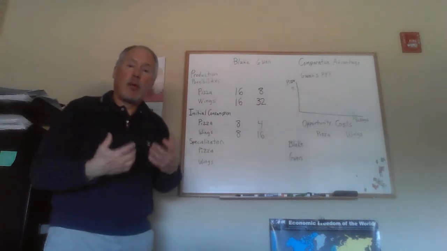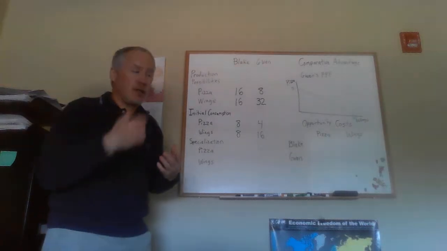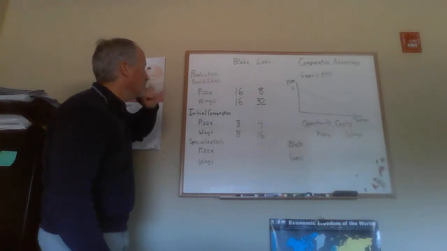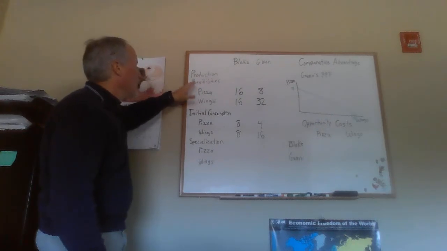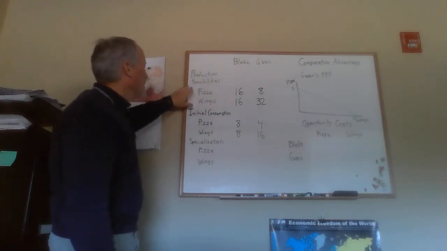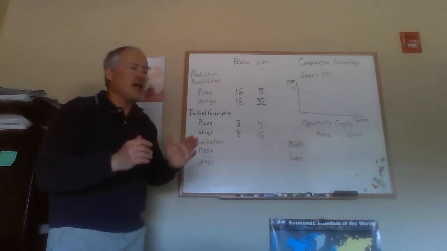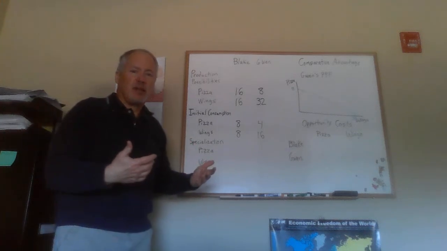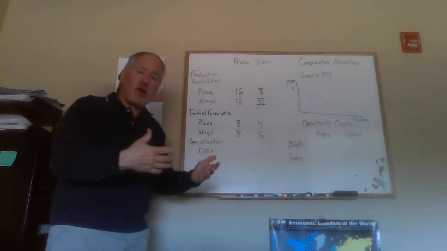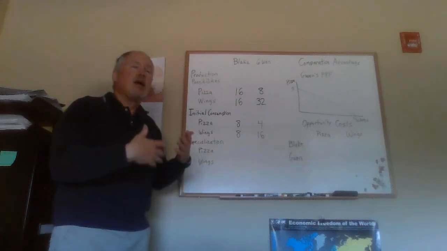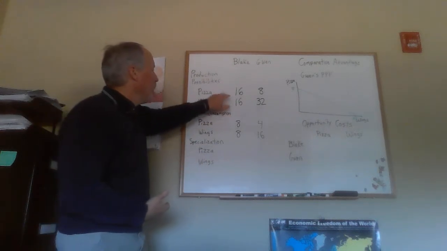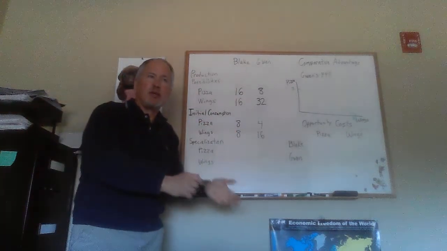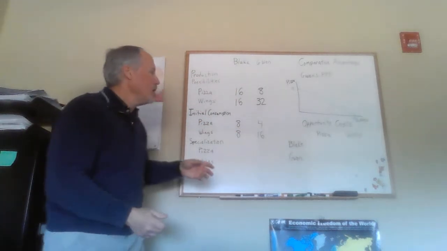The first thing we want to talk about is what our production possibilities are in this economy. That's what we have here in the first set of numbers. We have Blake and Gwen, and we have production possibilities. This is simply listing, if they spend an entire day making nothing but pizza, how many pizzas could they make? And if they spent all day making nothing but wings, how many wings could they make? For Blake, let's suppose he could make 16 of each. He could either make 16 pizzas or 16 wings.